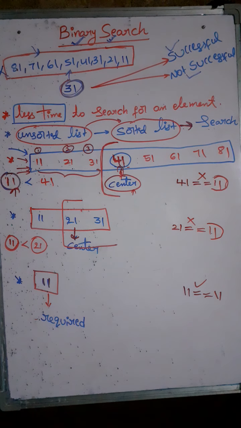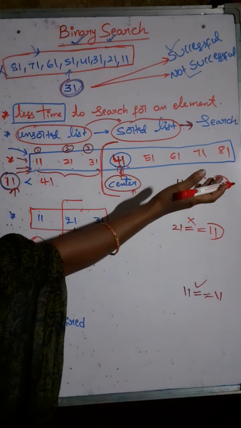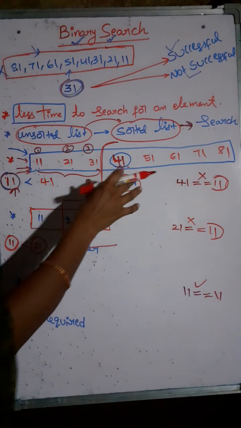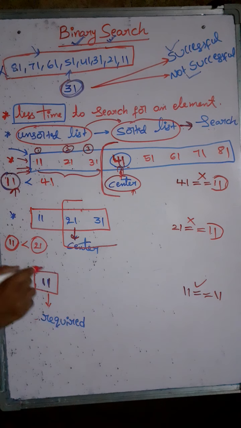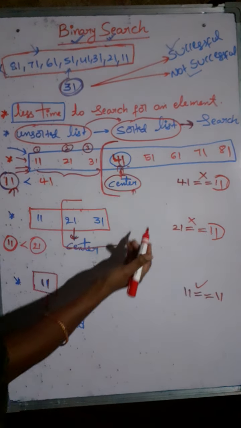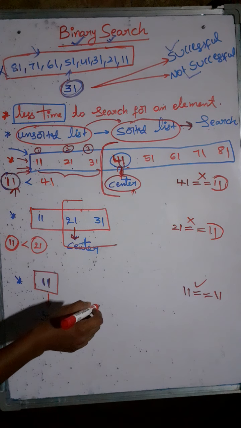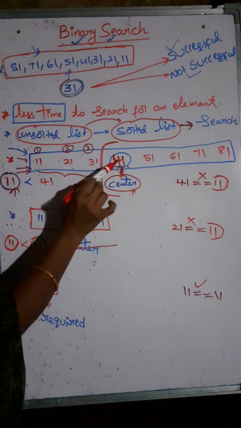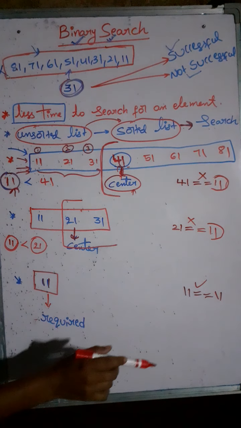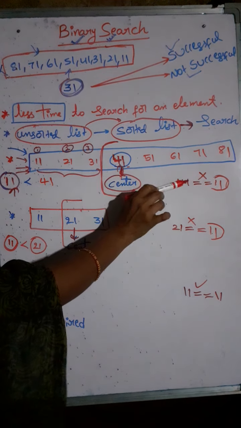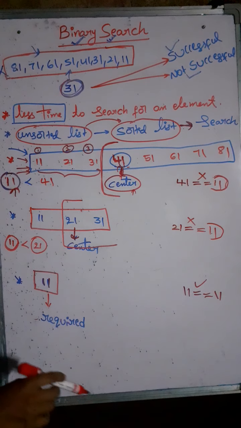There can be any number of elements, but you should apply the same process. What is the process? Among all the numbers, first you should find the center number. Then you should check whether this element is equal to the required element or not. No. Right? 41 is not equal to 11.